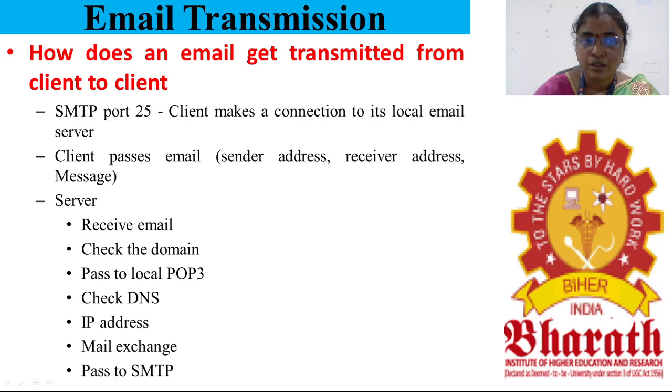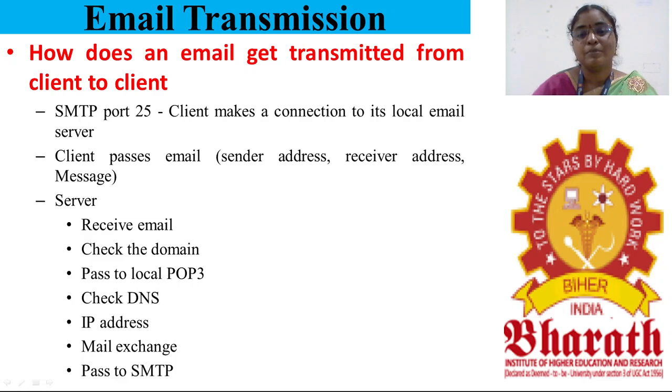On the server side, the server is going to receive the email and check whether the domain is correct or not. If you provide an invalid domain, an error message will automatically be sent to the client as a response. If the domain is correct, it passes the information to the local POP3, that is the post office protocol. The post office protocol is going to check the DNS, domain name server.